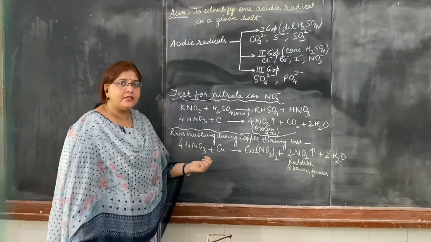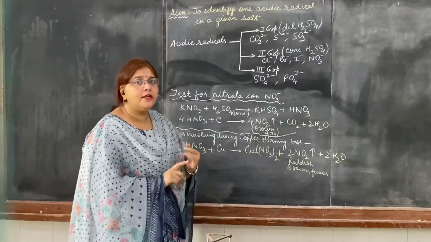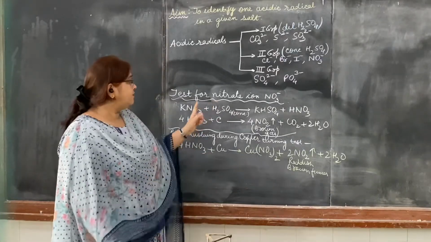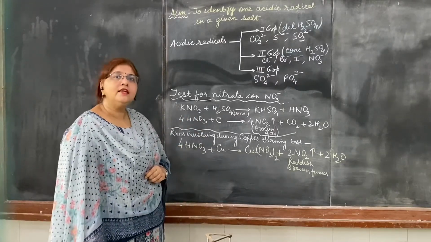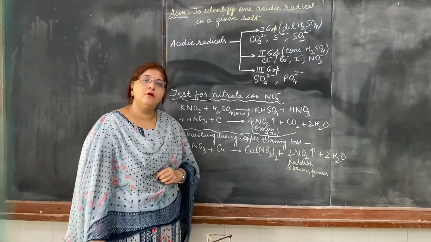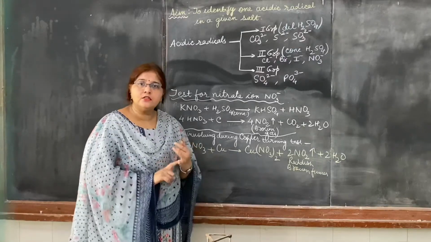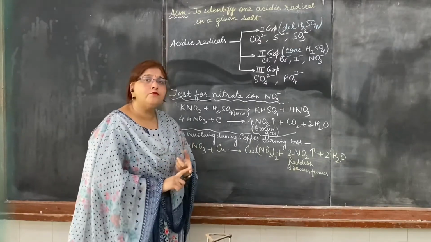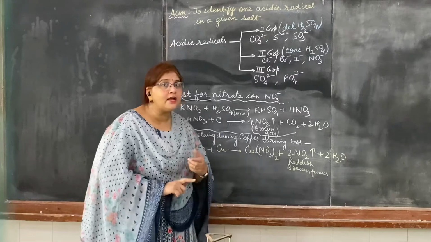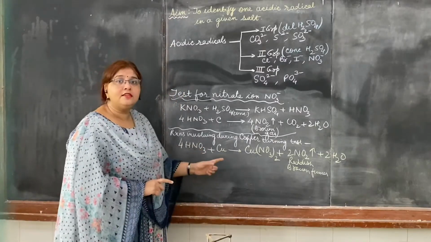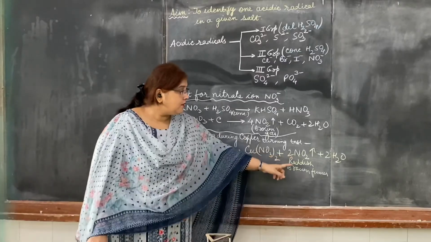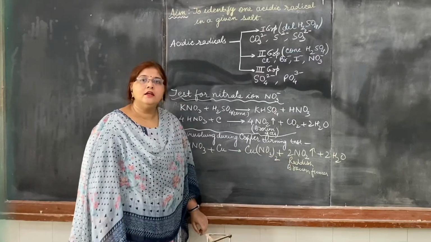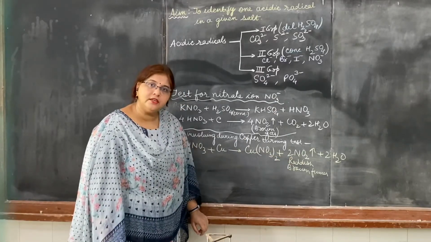Now what are the reactions involved during the copper turning test? We have taken the salt and added concentrated H2SO4, and we are getting the fumes of nitric acid. These fumes of nitric acid react with the copper present in the copper turnings, and give you reddish brown fumes, and the color of the solution changes to bluish green.